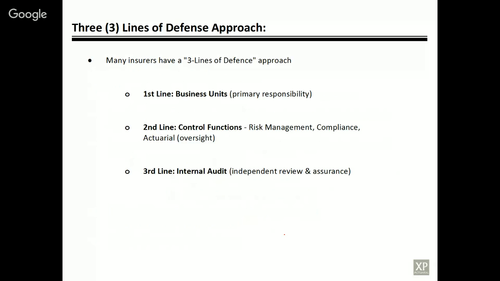Another common concept for the exam is the 3 lines of defense approach. I would memorize this as well. The first line are your business units, your day-to-day people. The second line are your control functions, like your risk management department, your compliance, or your actuarial oversight function. And the third line is your internal audit function, which is an independent review and assurance of the results.